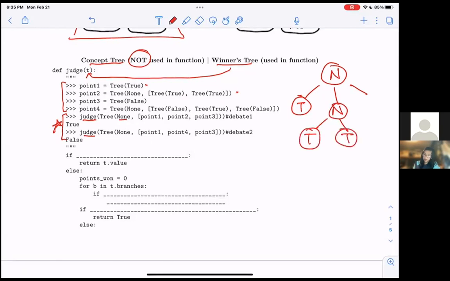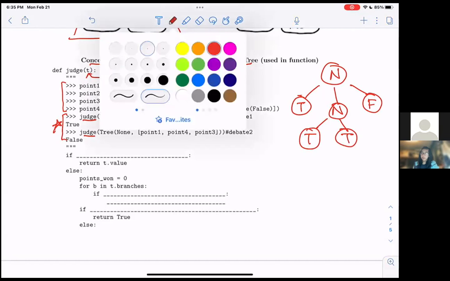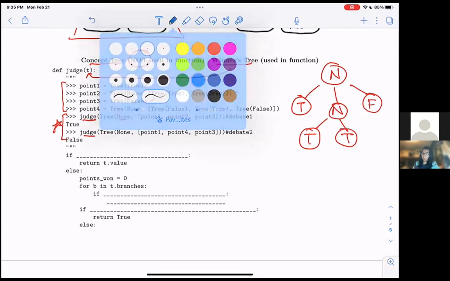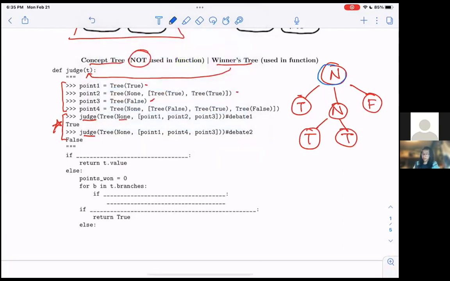And then finally, 0.3 is just a false node. Okay, so now let's go through this tree and act as if we were the judge, trying to decide who won this particular debate. So right now, T is currently this particular node, because it contains the other subtrees.